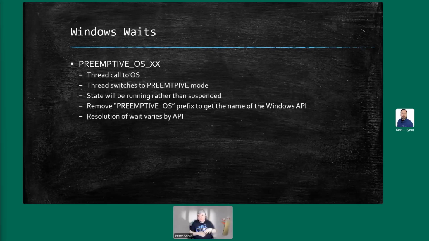The way to find these is when you remove that preemptive OS leader, the XX, the variable, is going to give you the name of the Windows API that is being waited for. And then follow whatever steps you need to for that API. There are plenty of different options for troubleshooting those. And I'm not a developer, so I'm not even going to pretend to tell you how to troubleshoot these waits, other than to tell you how to look up the API, which is find the name of it and use your search engine of choice.